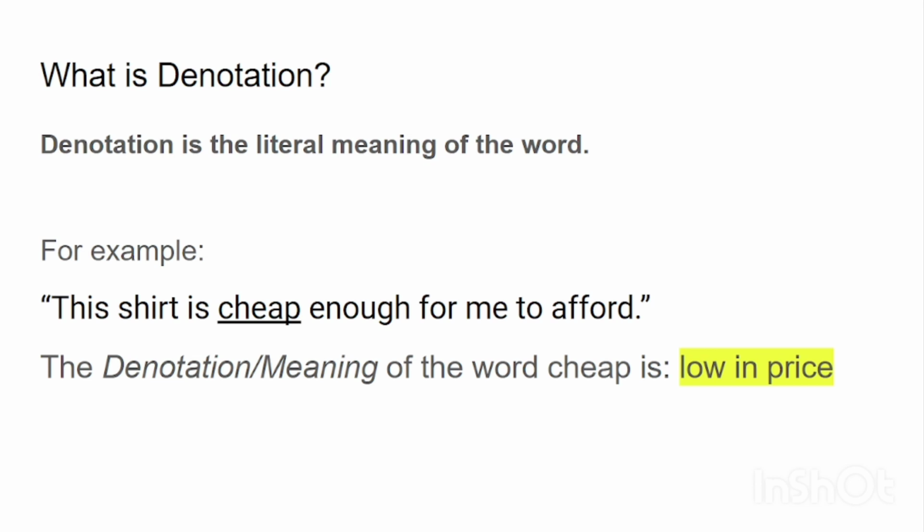So once again, denotation is the literal meaning of a word. For example, this shirt is cheap enough for me to afford. The denotation or meaning of the word cheap is low in price. That's the literal meaning of cheap. If I ask you, what is the vocabulary meaning of cheap? You would say cheap just means low in price, right? That's a definition, that's the meaning.